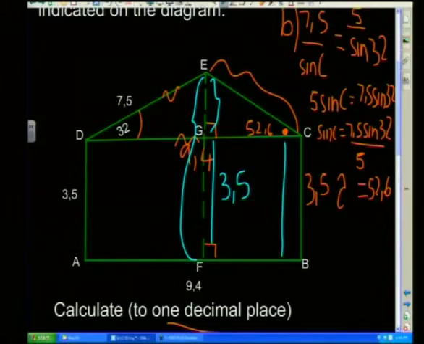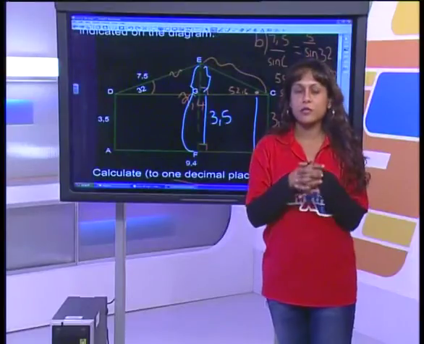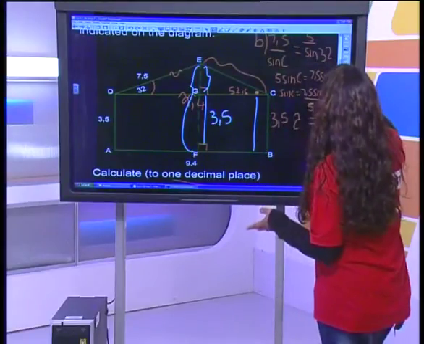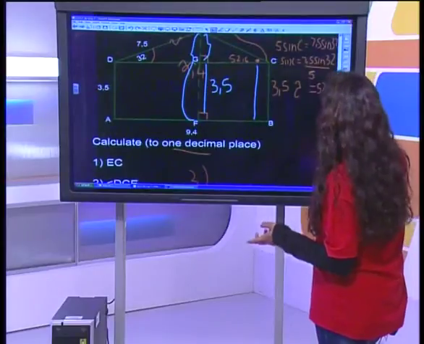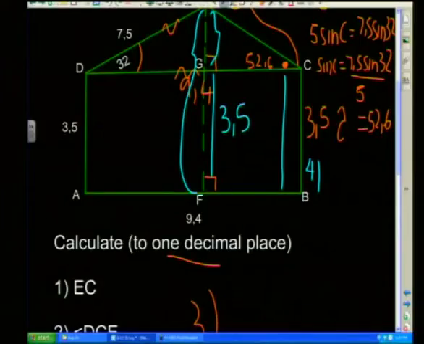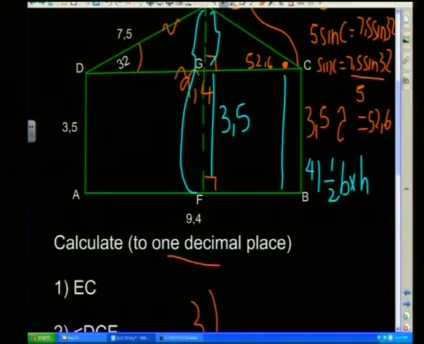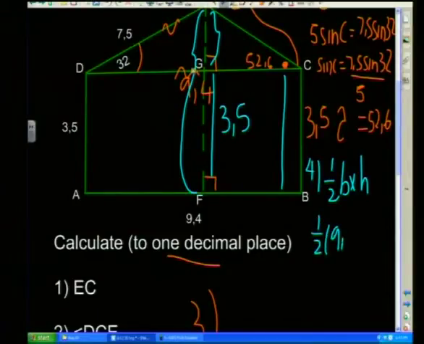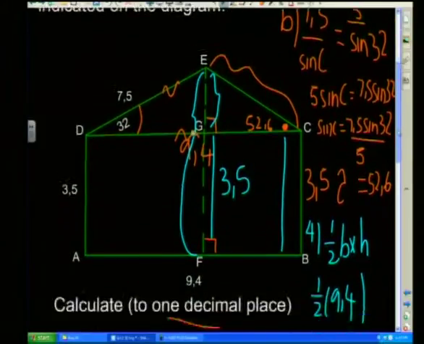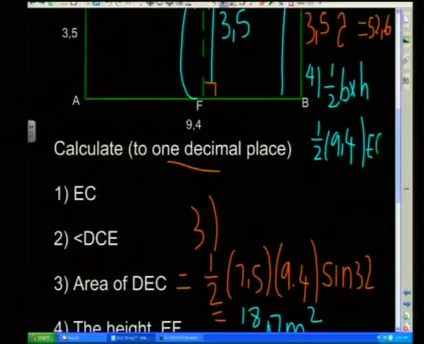There are different ways you can do it. You can work out EG in triangle EGC, or we can use exactly what I was telling you now. Remember, another way to find the area of a triangle, I'm going to try and slot it in here, is to say a half base times height. Now we know that the base of the triangle is 9,4, and we know that the height of the triangle is actually unknown. It's EG, so this one here, it's unknown. It's EG.